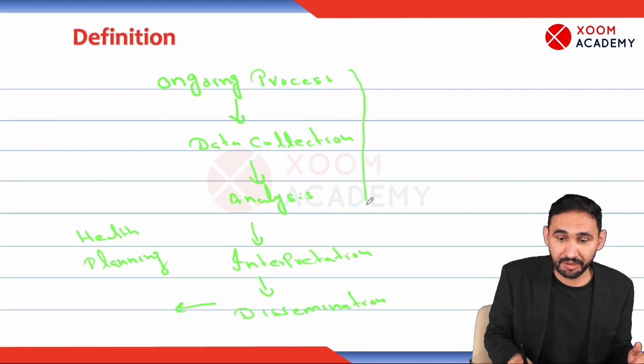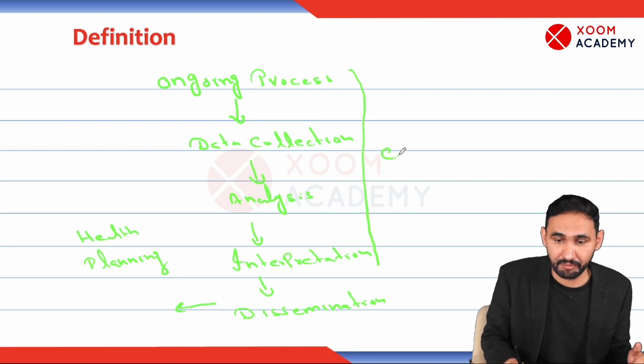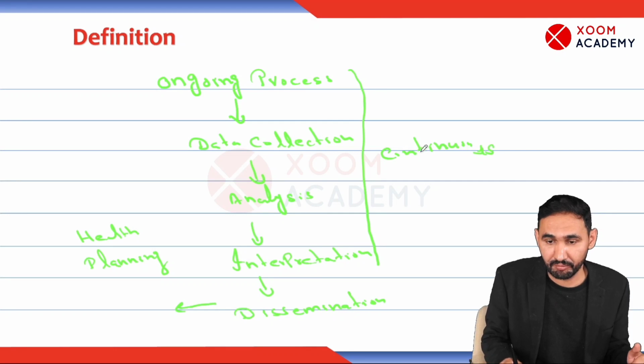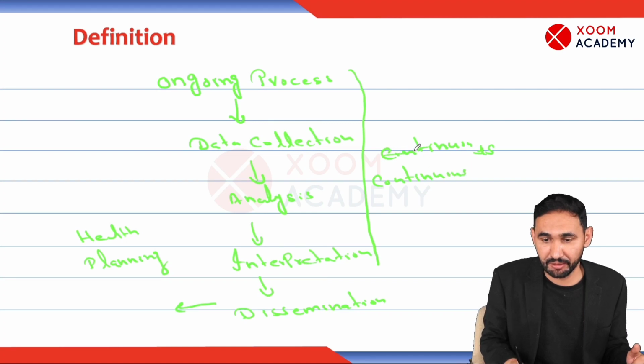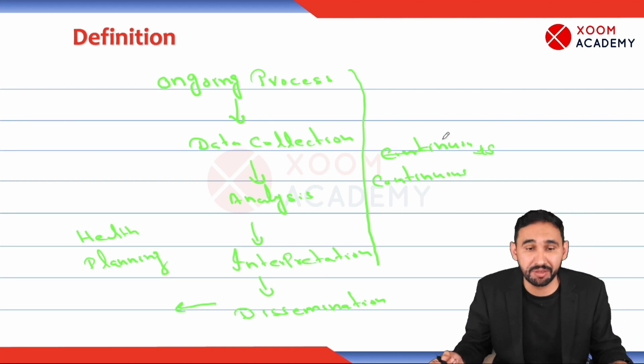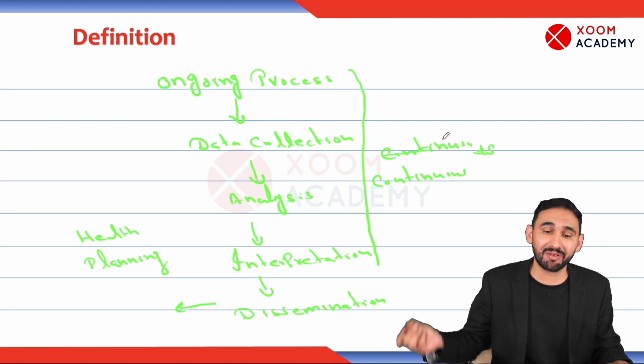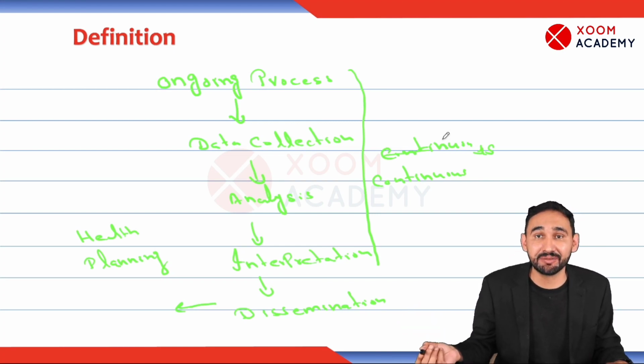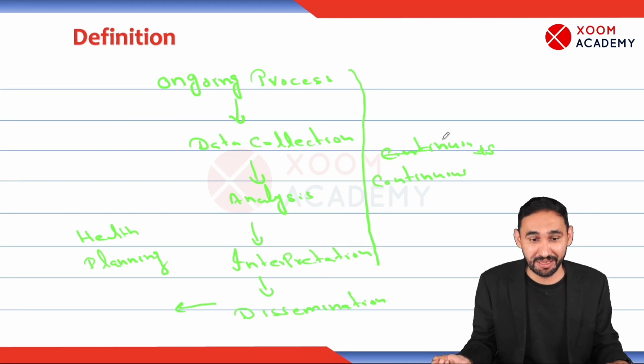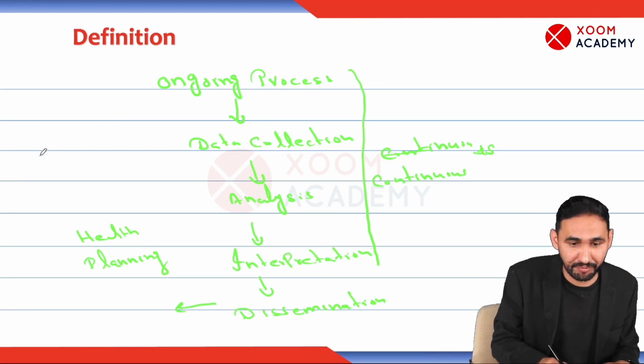All this is a continuous process. So we can rewrite this. Surveillance is a continuous, ongoing process of data collection, data analysis, data interpretation, and dissemination of data, which is used for health planning and management. It's an integrated process.